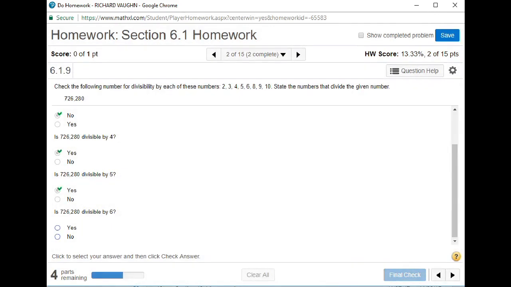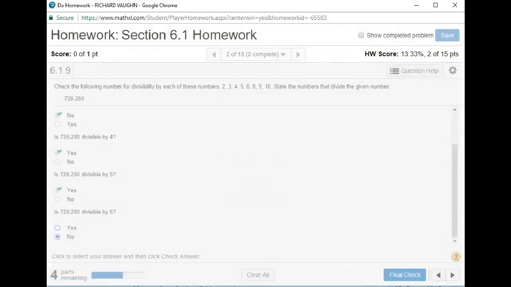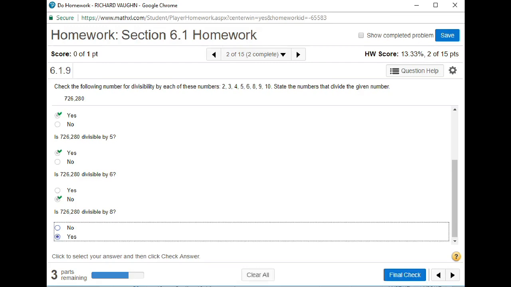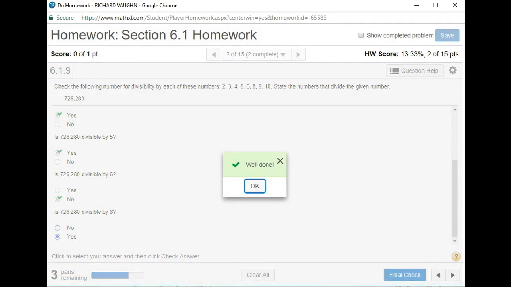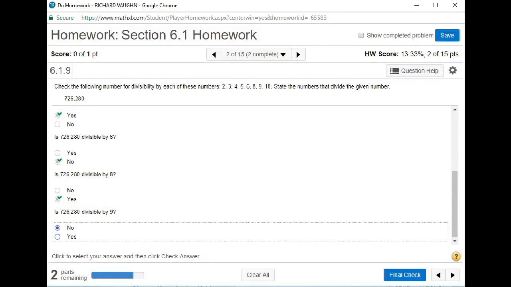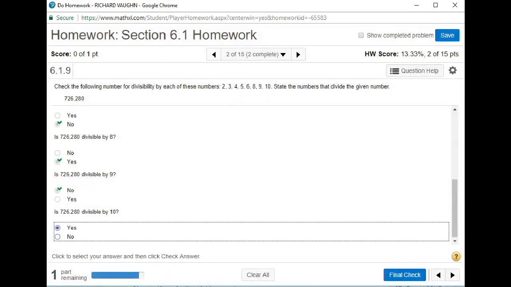Divisible by 6, it would have to be both 2 and 3. It was not divisible by 3, so therefore it cannot be divisible by 6. And divisible by 8, we're looking at the last 3 digits, 280. So trying to divide 8 into 280, 8 goes into 24 3 times. That's 4 left over. 40 is 5. So it is divisible by 8. And finally, divisible by 9 is when the sum of the digits is divisible by 9. But we already did the sum of the digits, and it's not divisible by 3. So therefore, it can't be divisible by 9. And it ends in a 0, so it is divisible by 10.